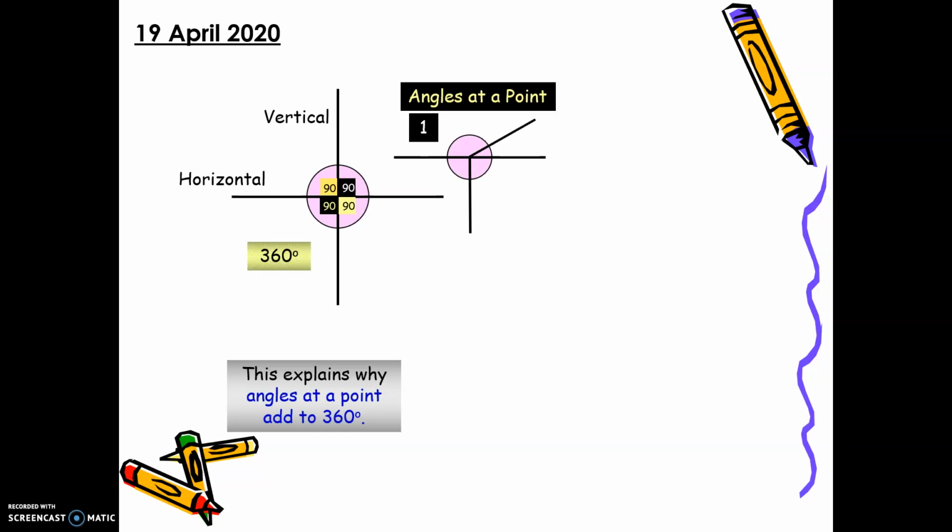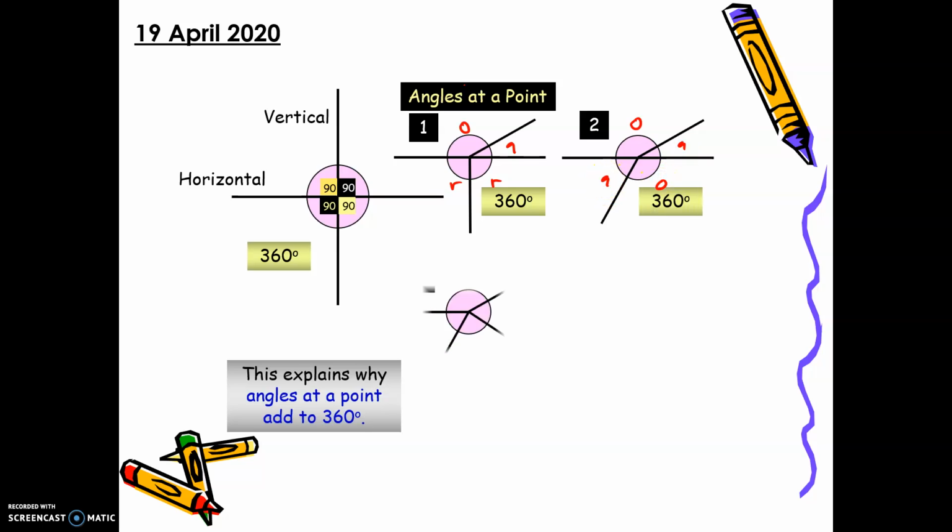So obviously they're not all right angles, so you can have other angles at a point. For that example 1 there, where you have an obtuse angle, an acute angle, a right angle, and a right angle, they add up to 360 because they're 2 straight lines. We've got an obtuse angle, an acute angle, an obtuse angle, and an acute angle. Again, 360.